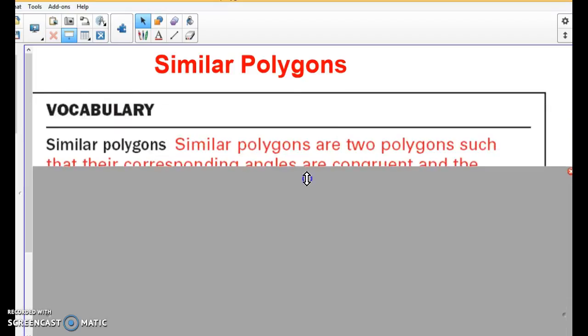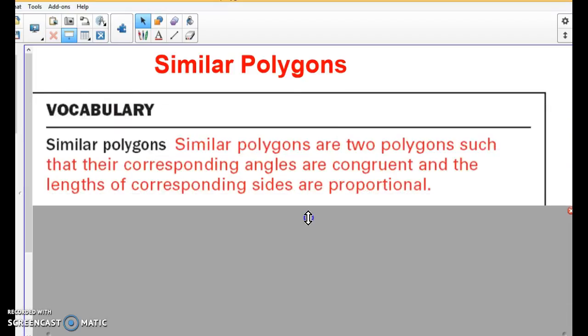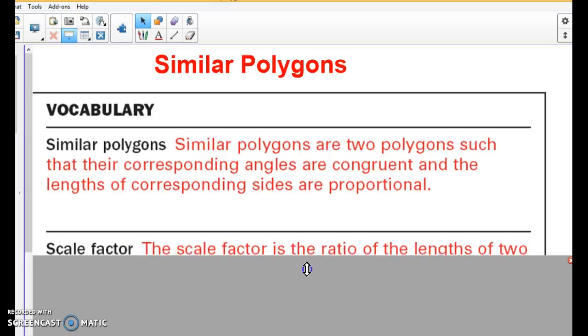So we're really doing two things today. We're going to decide if polygons are similar, and similar means that they're just the same. So similar polygons are two polygons such that their corresponding angles are congruent and the lengths of the corresponding sides are proportional. So kind of like last time, if there's a triangle that's a 3, 4, 5, and a triangle that's a 6, 7, 8, are they really the same triangle? And the answer is yes, they are, because one's just blown up to double the size.